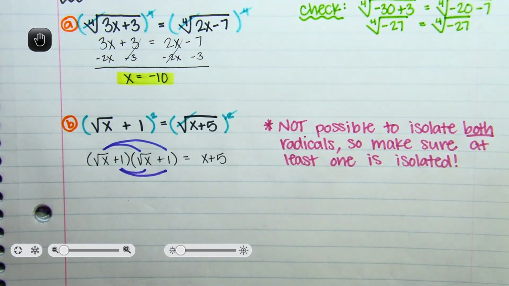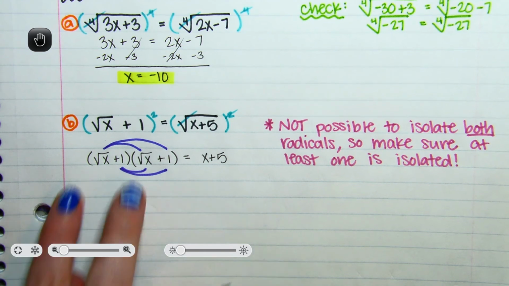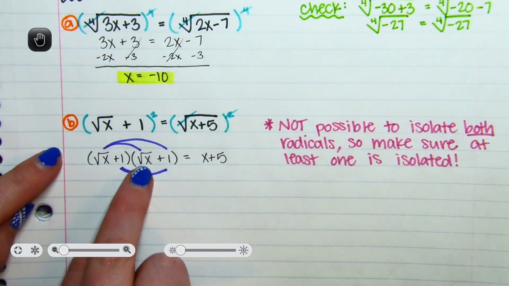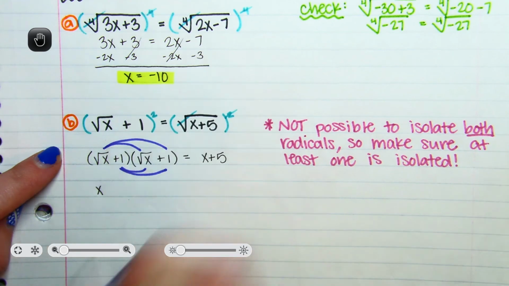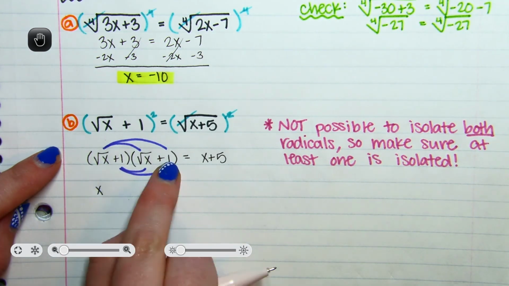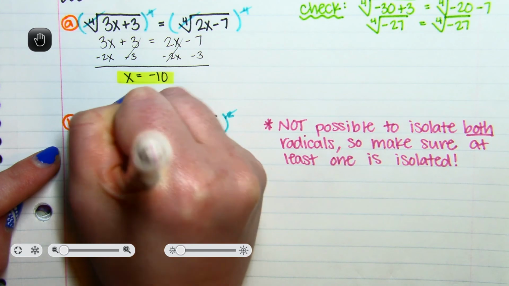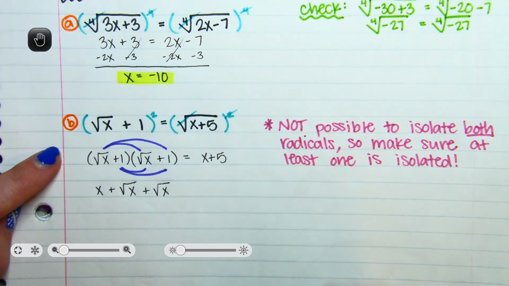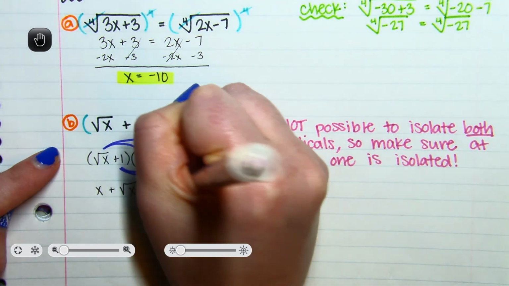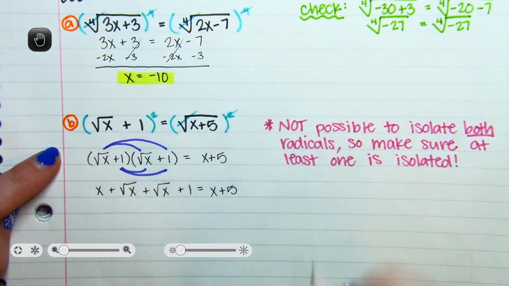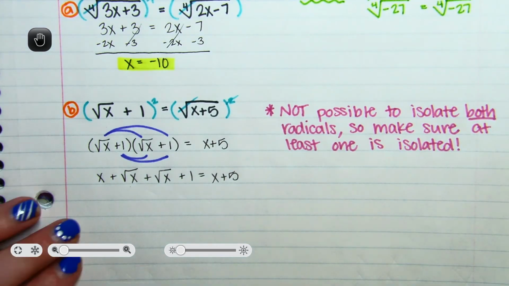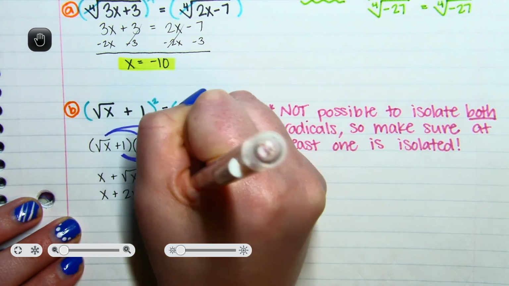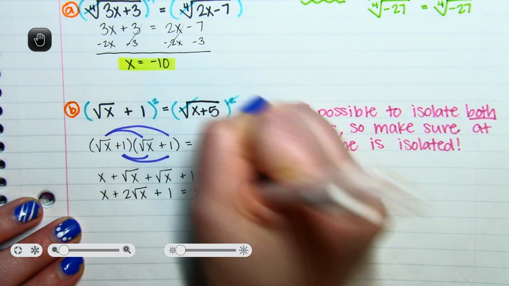Because we still need to be able to isolate the radical to solve this, and right now I have two radicals. So when I multiply this, first, square root of x times square root of x becomes x. Outer, square root of x times 1 is the square root of x. Inner, 1 times the square root of x is the square root of x. And then last, 1 times 1 is 1, equals x plus 5. So now I'm going to combine like terms. So x plus 2 radical x plus 1 equals x plus 5.